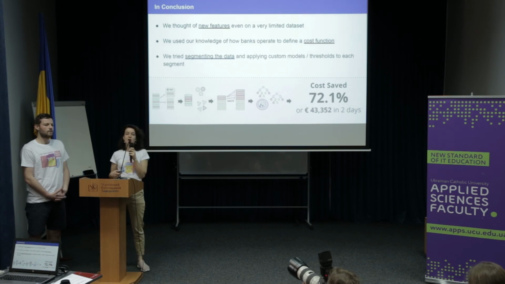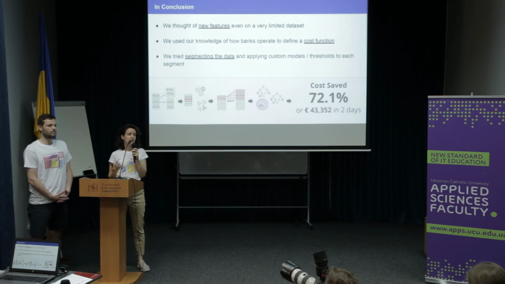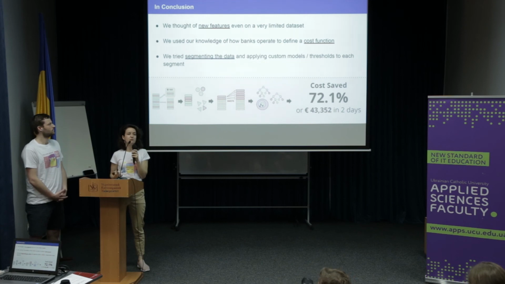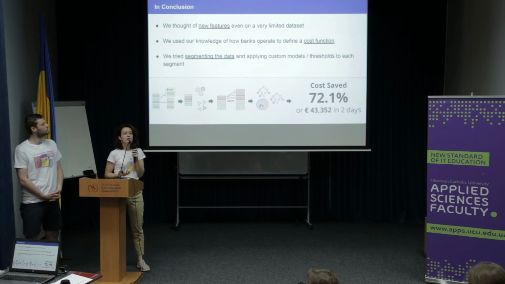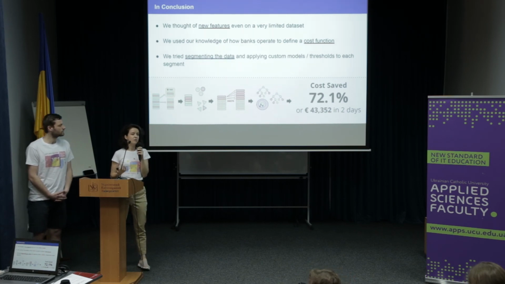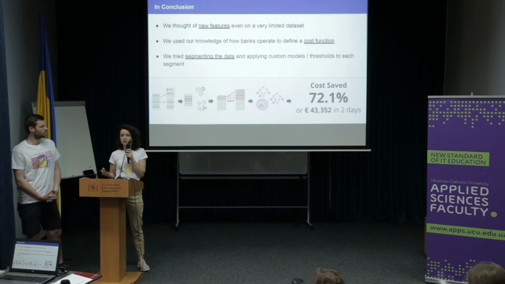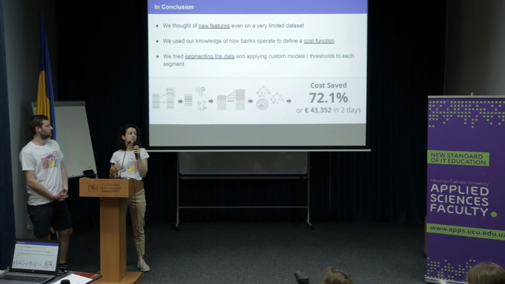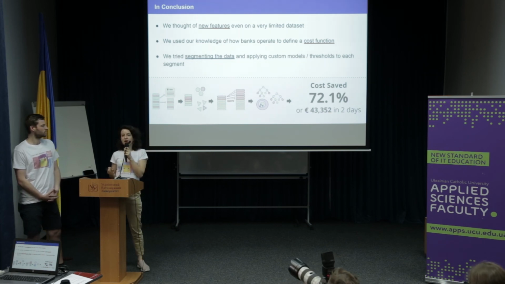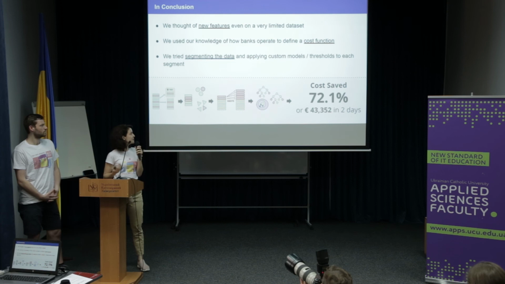So in conclusion, what we try to show today is that you can get creative and create new features even with a very challenging data set, that you can use the knowledge of how the banks operate in the real world to define a cost function to minimize as opposed to just measuring accuracy. And finally, you may try to segment your data and apply a custom model and a threshold per segment.